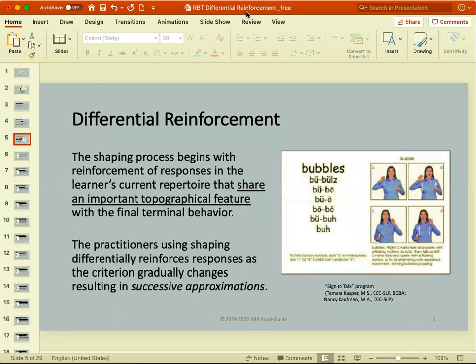Okay, this should be individualized, of course, and if you have any questions about this, you might want to speak to your supervisor or someone in the mentorship and ask how this works. This is just a good example of what the successive approximations look like.